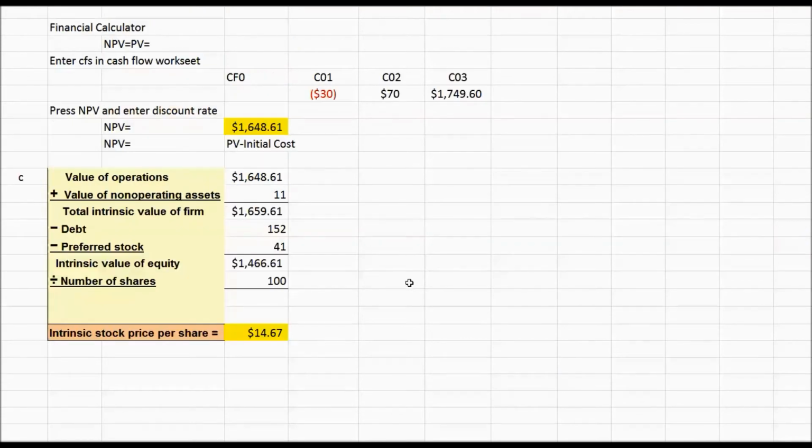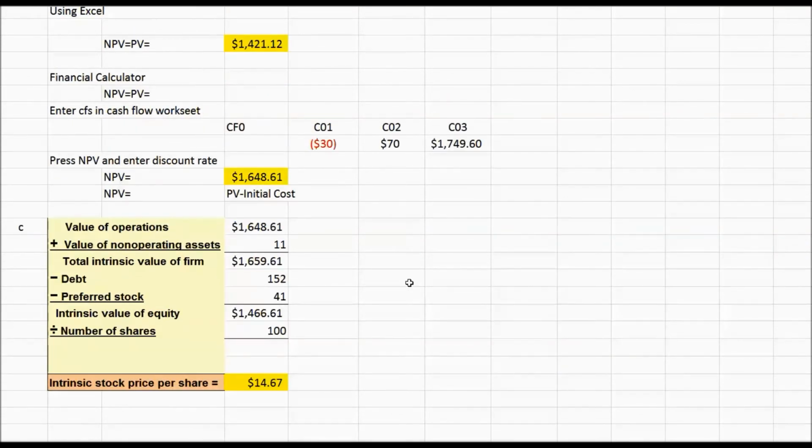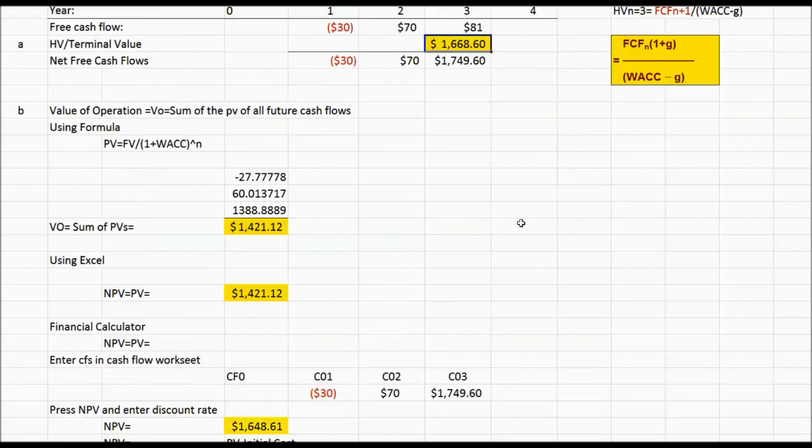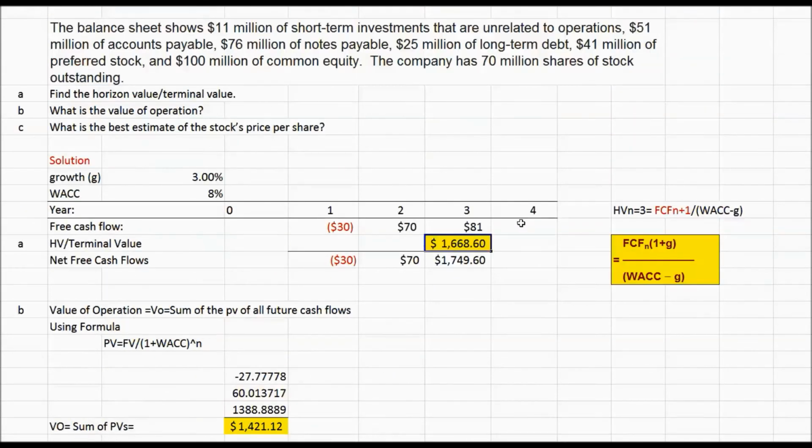So in this video, I tried to demonstrate how to find the intrinsic value of stock price, how to find the value of operation, and how to find the horizon value or terminal value, and this is really, really important stuff.